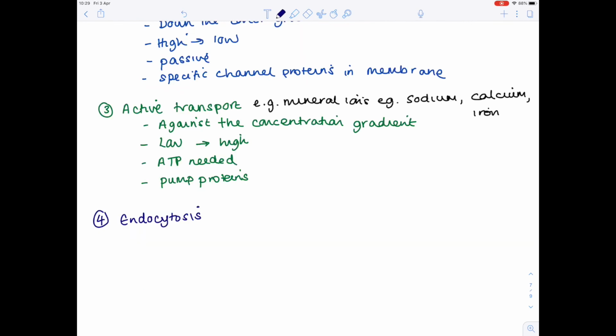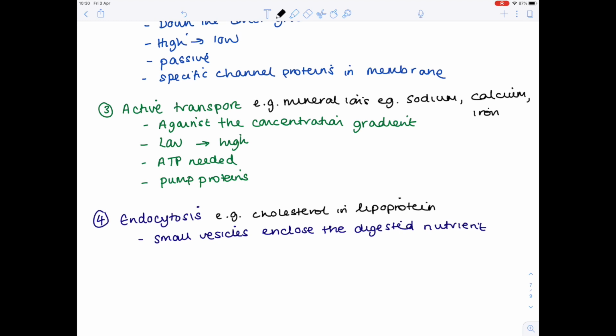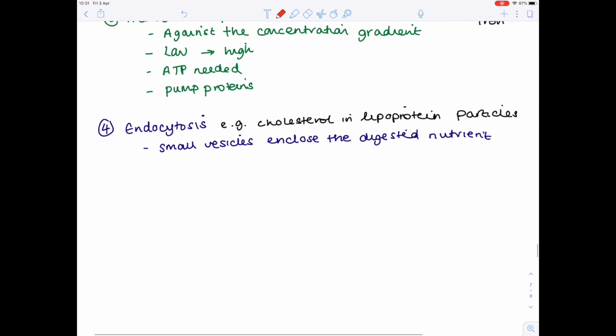Last but not least, endocytosis. Remember, this is when we use vesicles to move substances into cells. Just to summarize, small vesicles enclose the digested nutrient, and your key example here is cholesterol, which is found in lipoprotein particles.